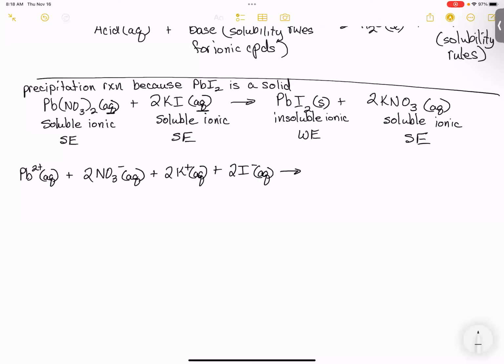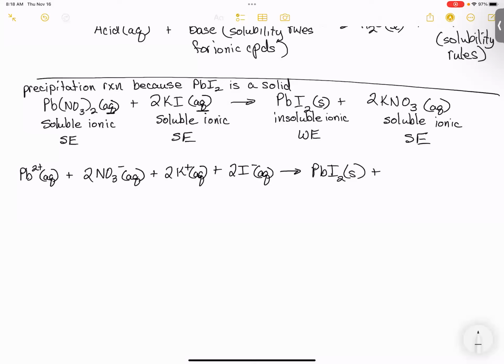Now, the lead 2 iodide was an insoluble ionic compound, so it's a weak electrolyte. We didn't say anything about the weak electrolytes, so you're going to just bring those weak electrolytes down just the way they look. You're not going to alter them at all. So that's PbI2 solid. You only bust up the strong electrolytes.